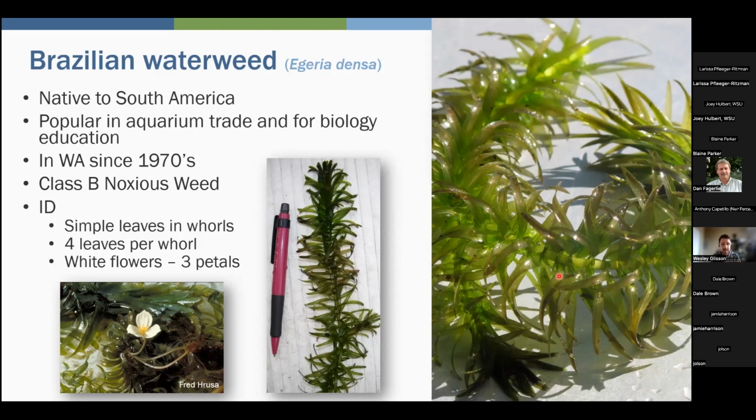In terms of ID, this can also have kind of a column-like shape in the water, but the things that are going to distinguish it from your milfoils are that it's going to have these simple leaves. So you can see here, these aren't the feathery leaves of milfoil, they're just regular leaves, and they're going to have whorls of 4 as well. So there's some native plants that are going to look similar to this, but they will only have whorls of 3 leaves. So look for those whorls of 4. It's also kind of a pretty thick, bushy plant as well. It occasionally will produce these white flowers, which will be fairly distinct with 3 petals.